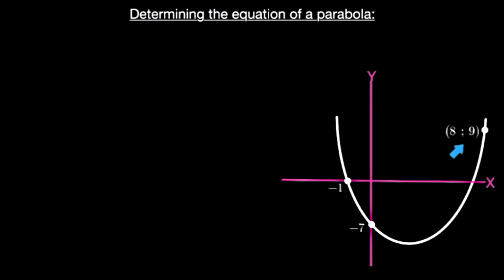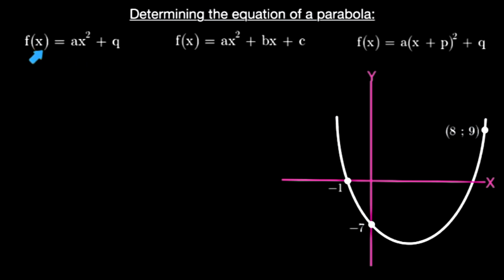To solve for the equation of this parabola, we are going to look at our different general equations. Here we have f(x) = ax² + q, and we are not going to use this as a starting point, because the turning point is to the right of our y-axis. So the parabola moved to the right, and this general equation does not include left or right movements. If we go to the form ax² + bx + c, we will probably use this one because we know what the y-intercept is, and the y-intercept is given as -7.